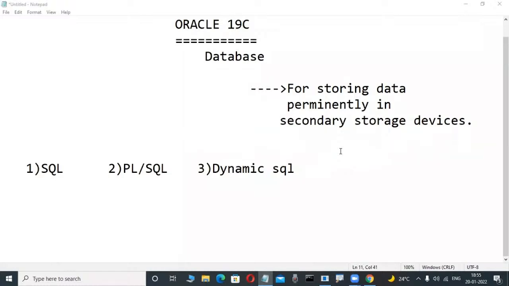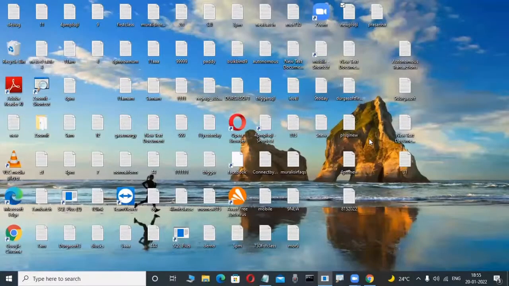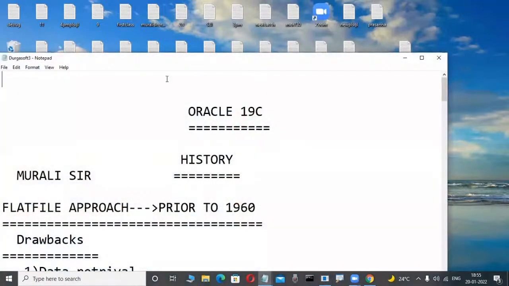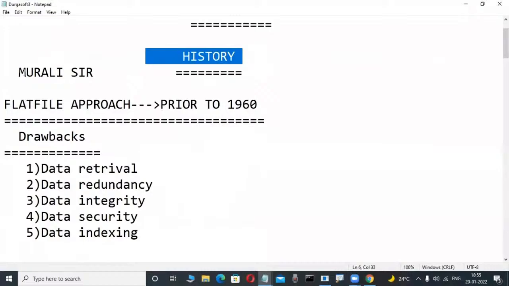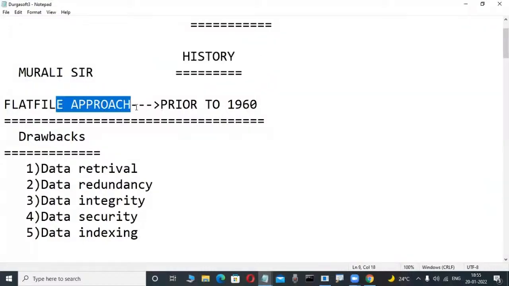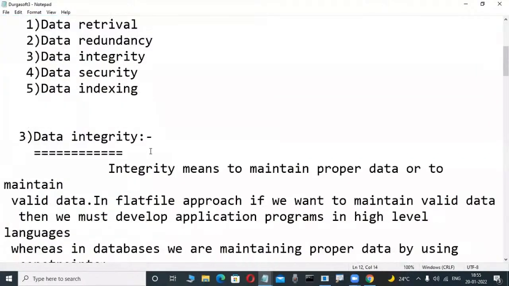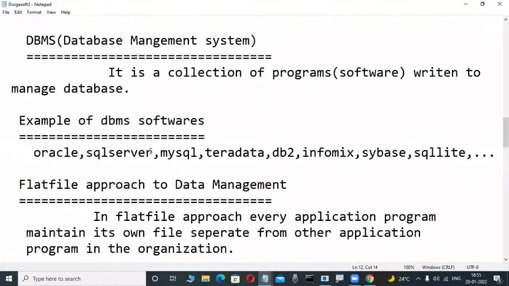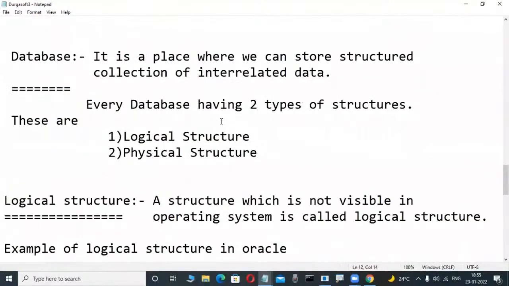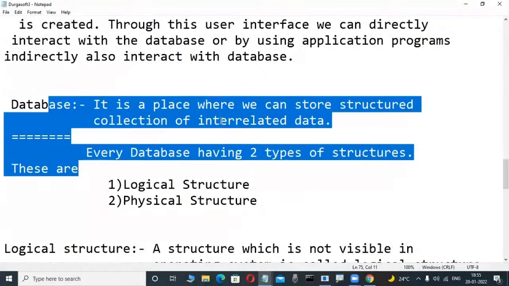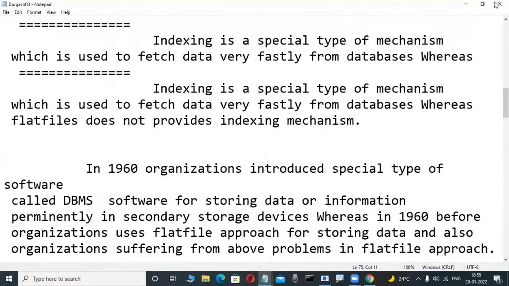In this course, we are covering SQL, PL/SQL, and dynamic SQL. One of these days, history also we will tell. In the olden days a flat file approach was there, and what drawbacks it had, we learn in the middle of the course. Then what is a database, and what are the differences between DBMS and RDBMS. These are all things we are learning one of these days.